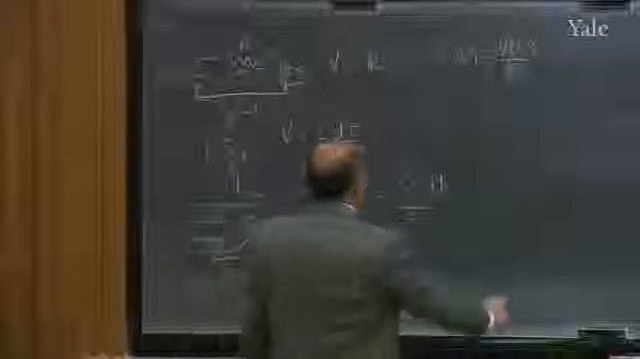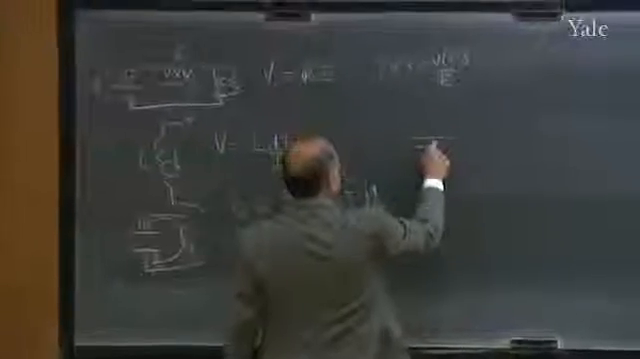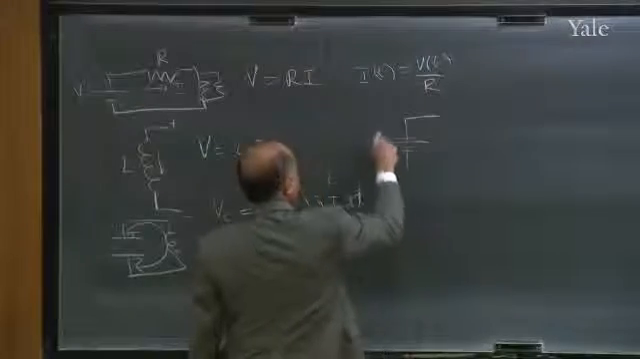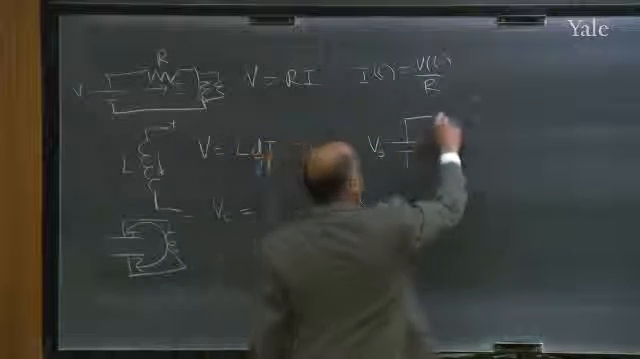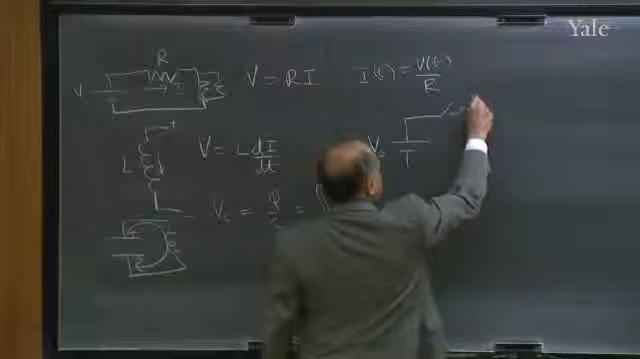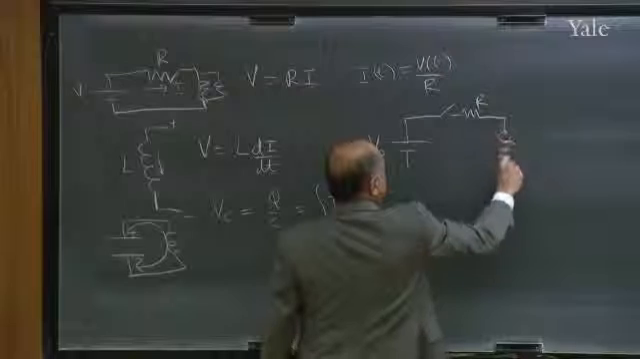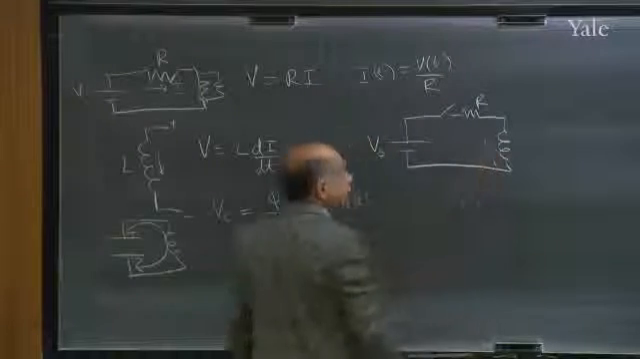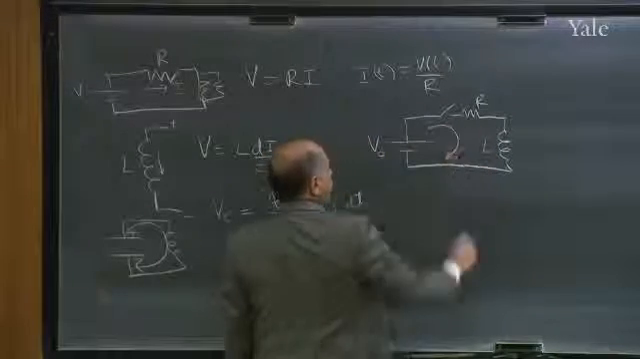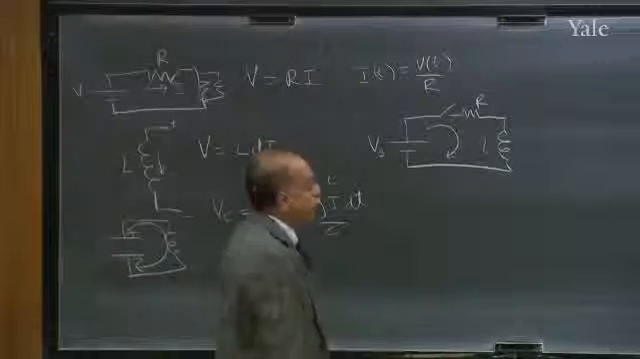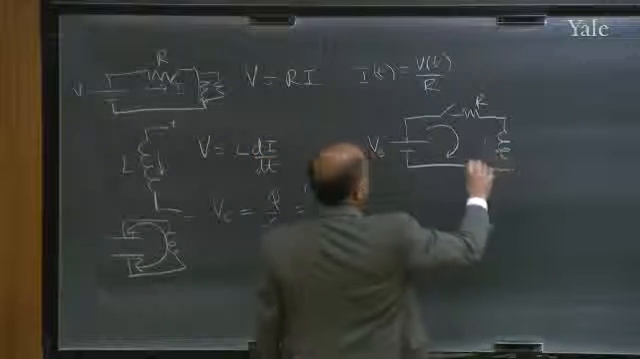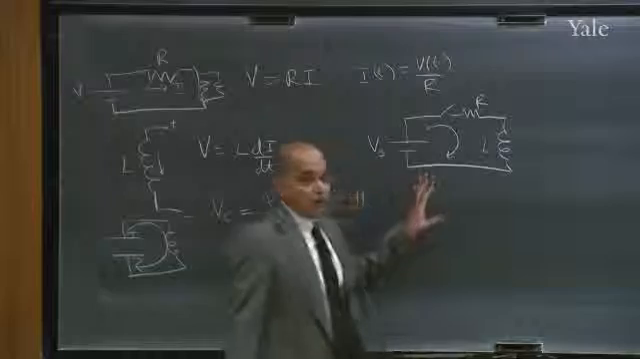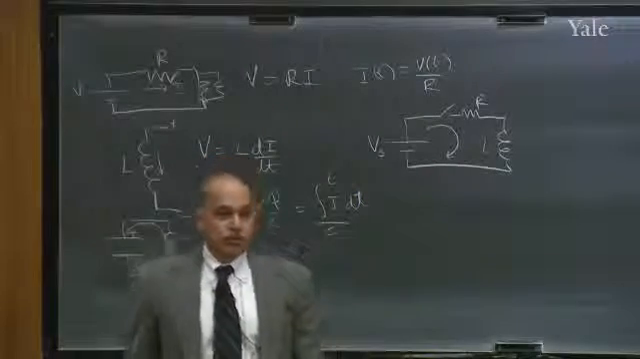So let's start with a simple problem where I have a voltage source. I'm going to take a fixed voltage V0. There is a switch. There is a resistor R. And there is this inductor L. And I'm going to assume current is flowing this way. In which case, I'm sorry, this picture is wrong. What's wrong with this picture?